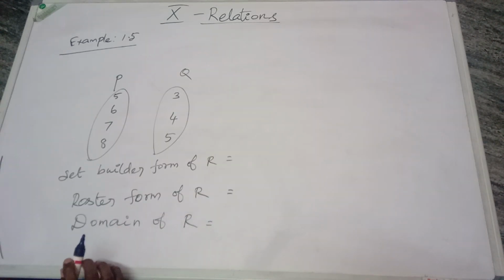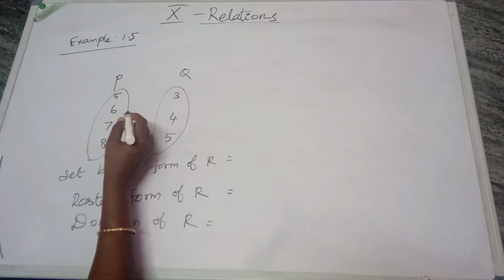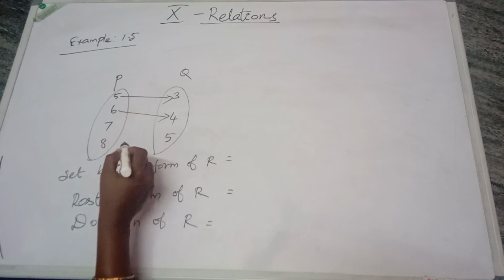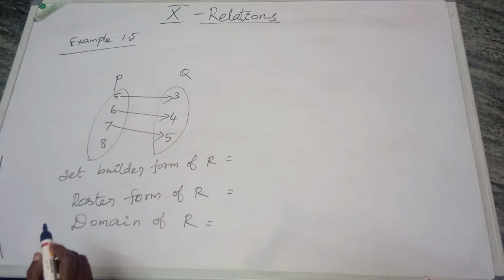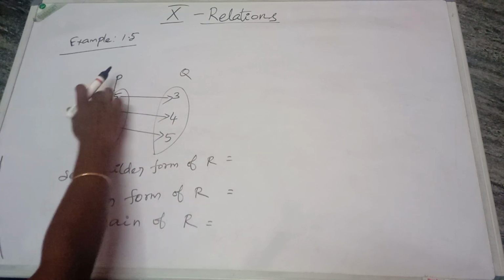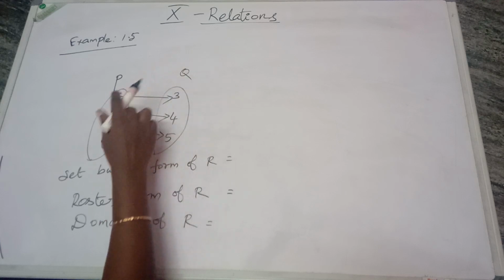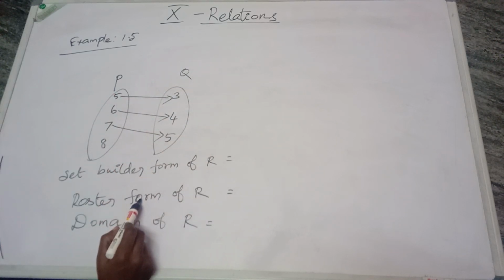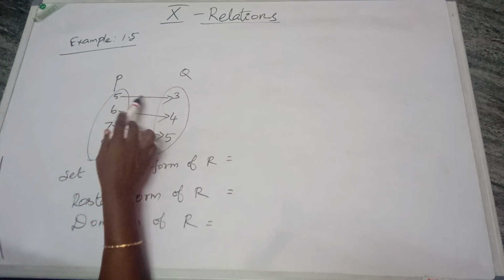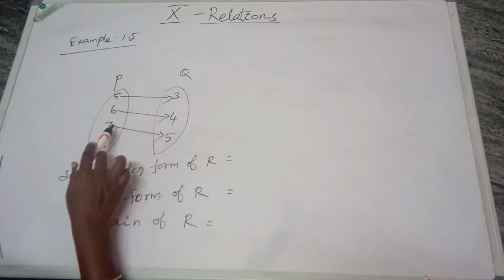See example 1.5. Here an arrow diagram is given. 5 is related to 3, 6 is related to 4, 7 is related to 5. The arrow diagram shows a relationship between the sets P and Q. Write the relation in set builder form, roster form, and what is the domain and range of R. That is how they have given the question. So we have to see which number is related to which number.